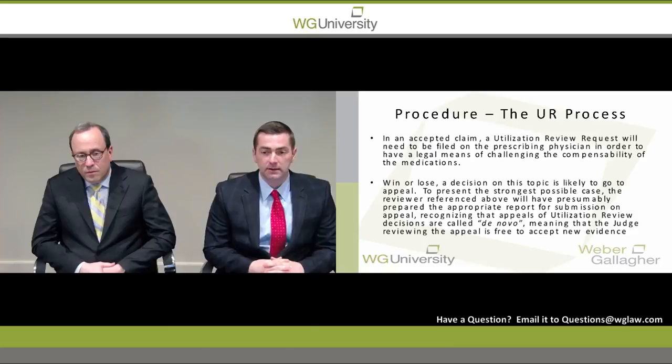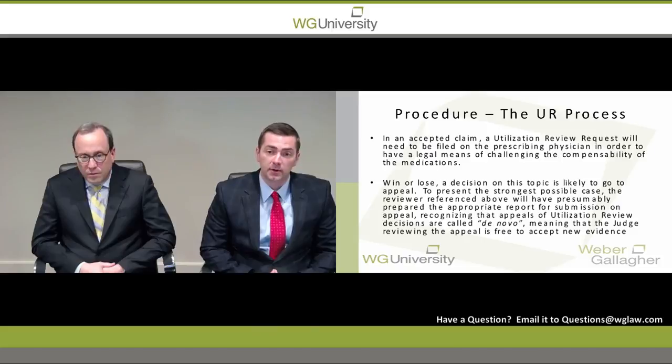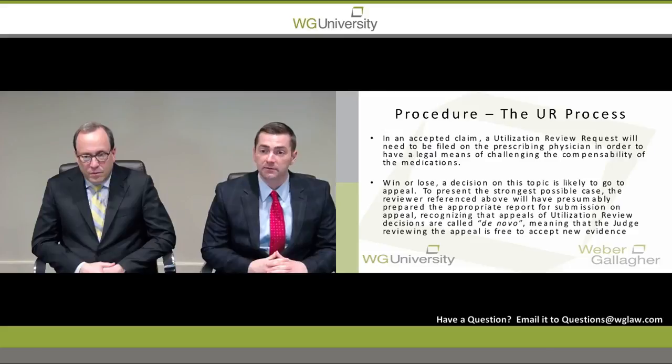At that point, it's almost certainly going to be appealed by one side or the other. Once it's appealed, now you're in front of the workers' compensation judge, and the standard is whether the treatment is reasonable and necessary, and that's going to be reviewed by the judge de novo, meaning that he's basically free to accept new evidence on the issue. Where your expert report that Paul was just referring to comes into play is that you can use that report to either support a favorable UR determination or to rebut a determination that was not favorable. So procedurally and from a litigation standpoint, that's where you're going to be.